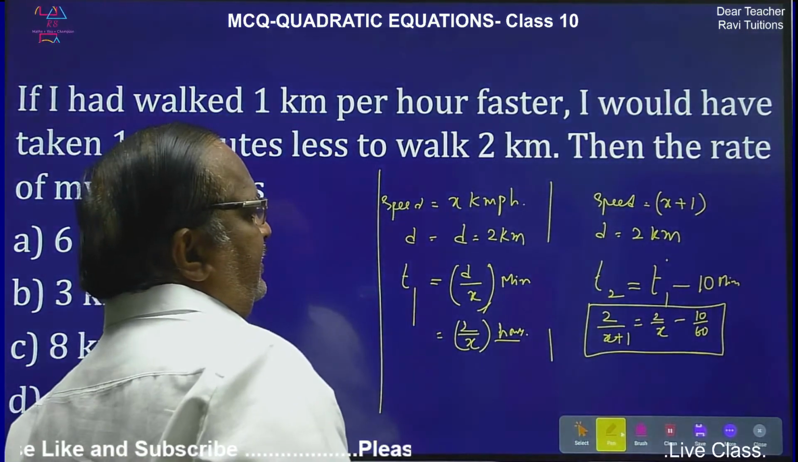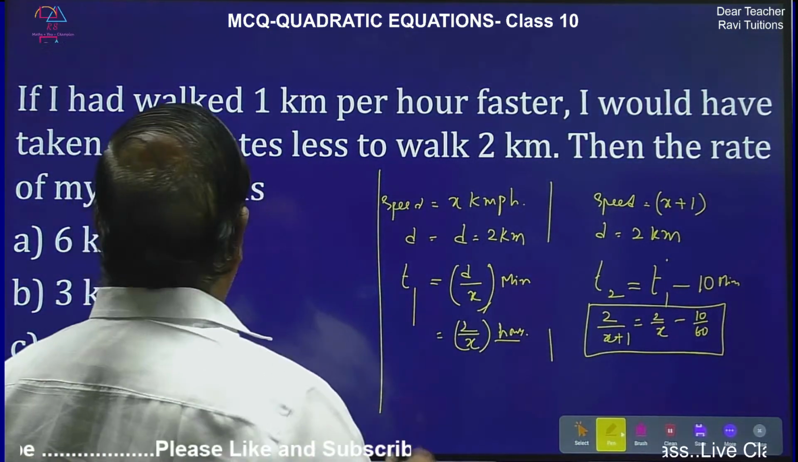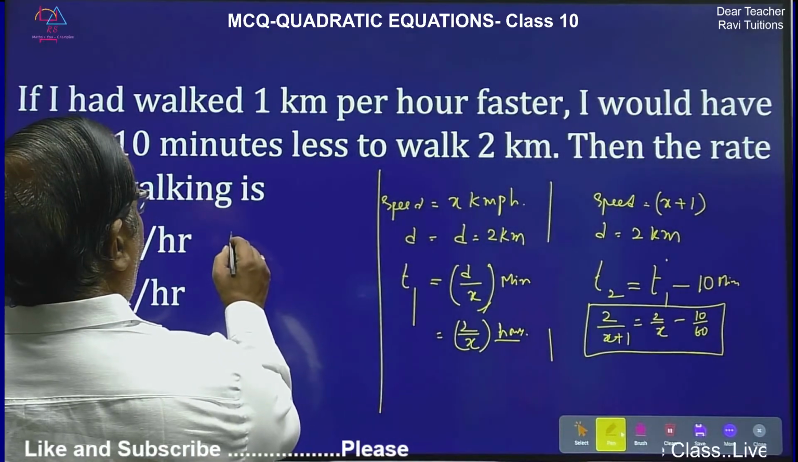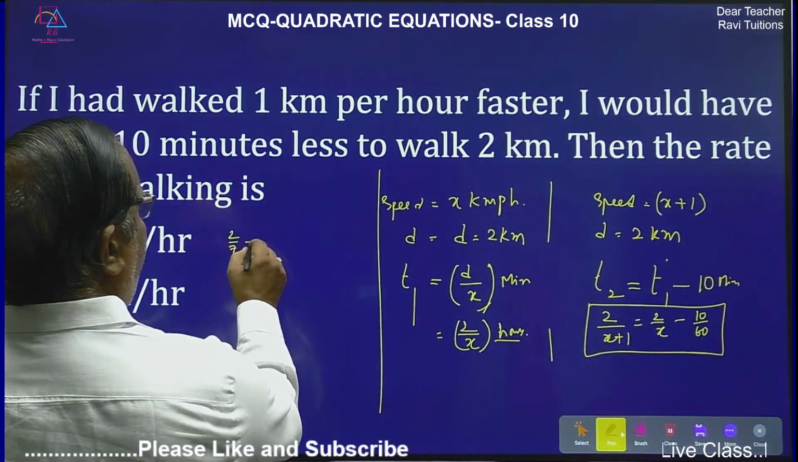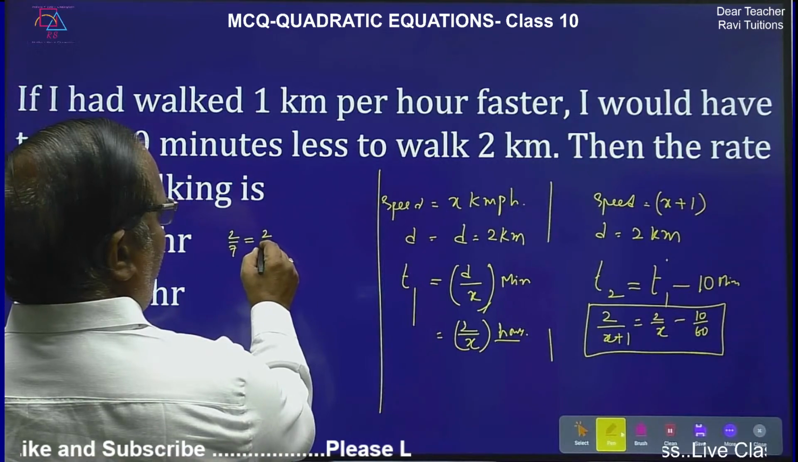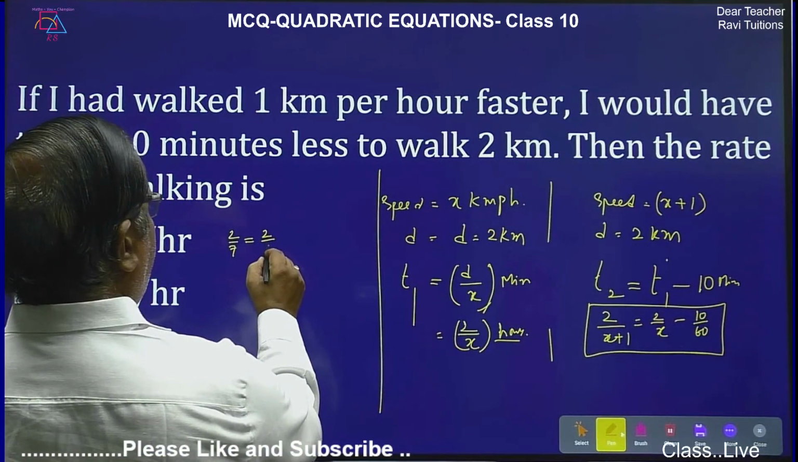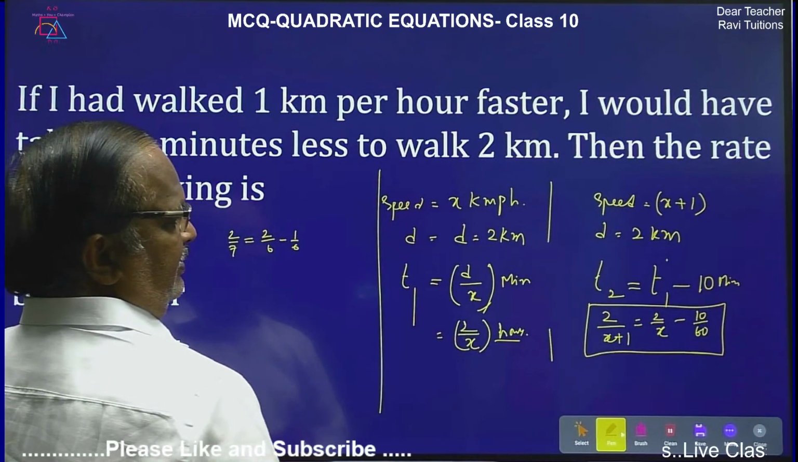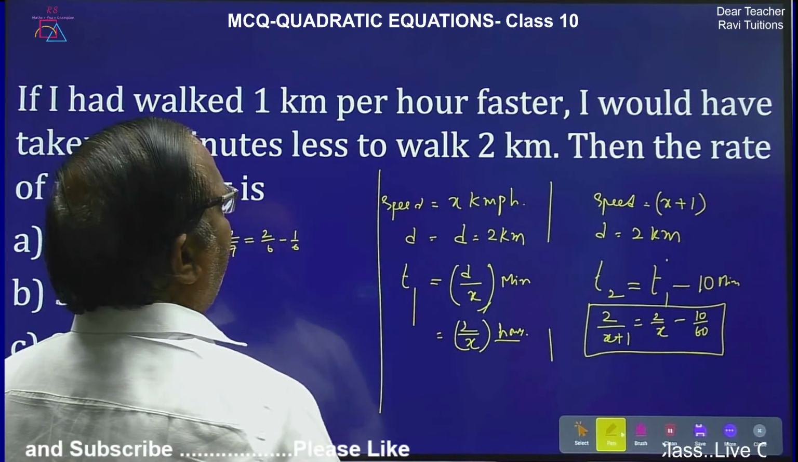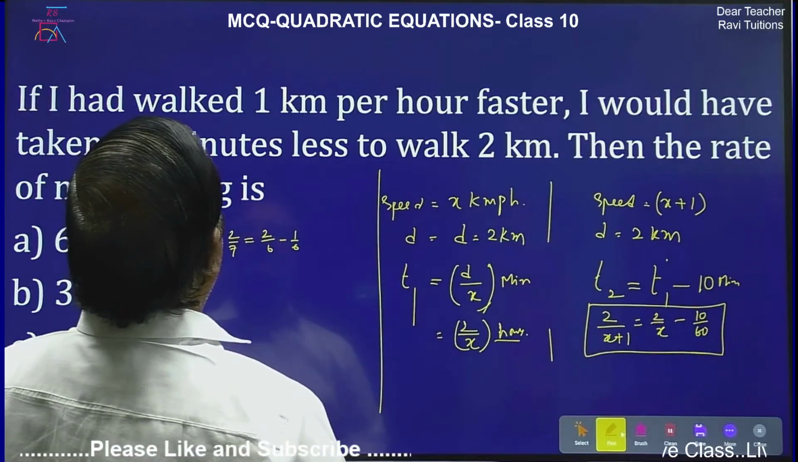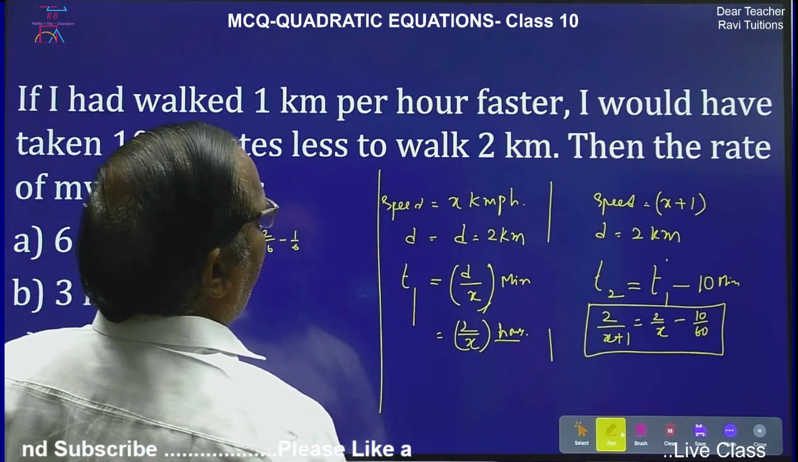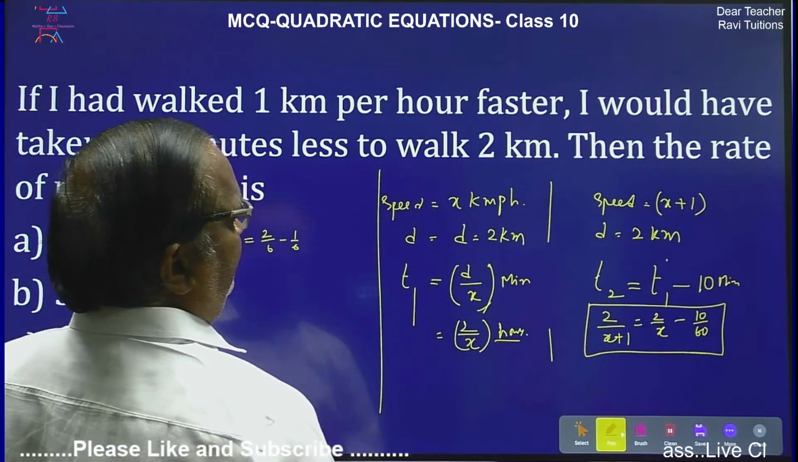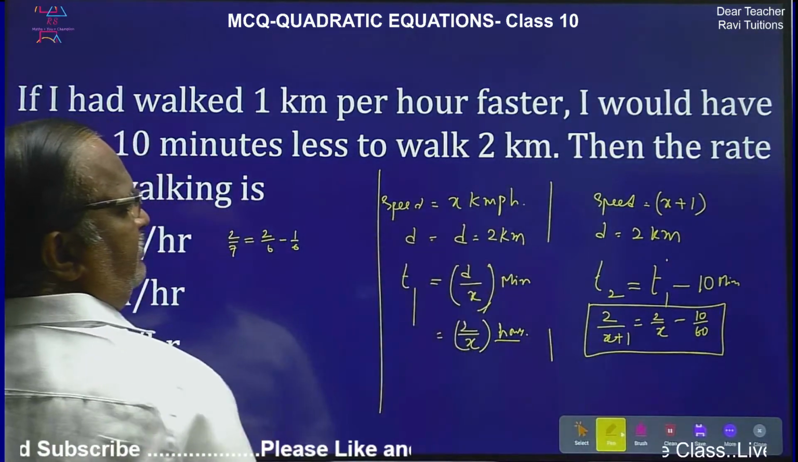Right. So let me do it again. 2 by 7 is equal to 2 by 6 minus 1 by 6. X plus 1. 1 kilometer faster. Correct. X plus 1.